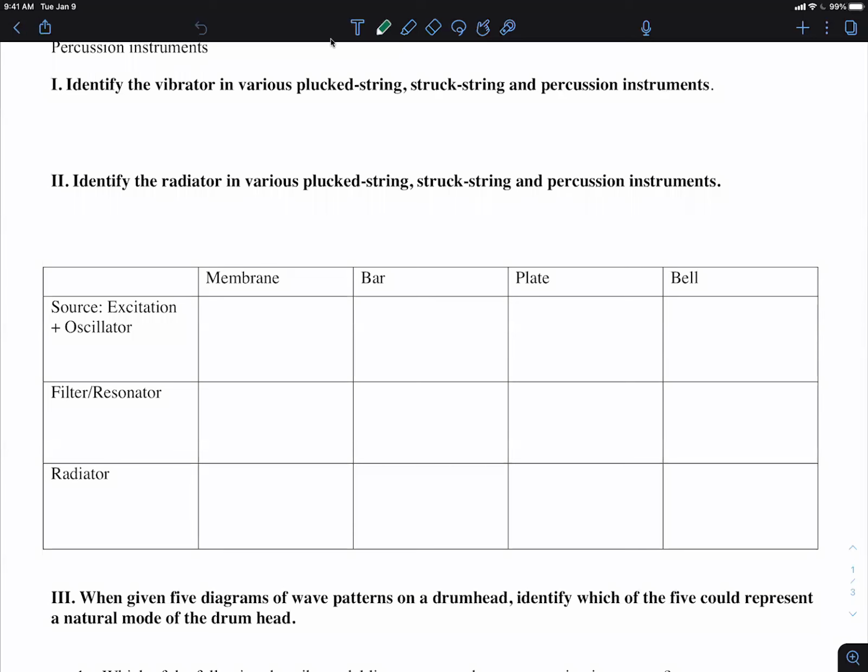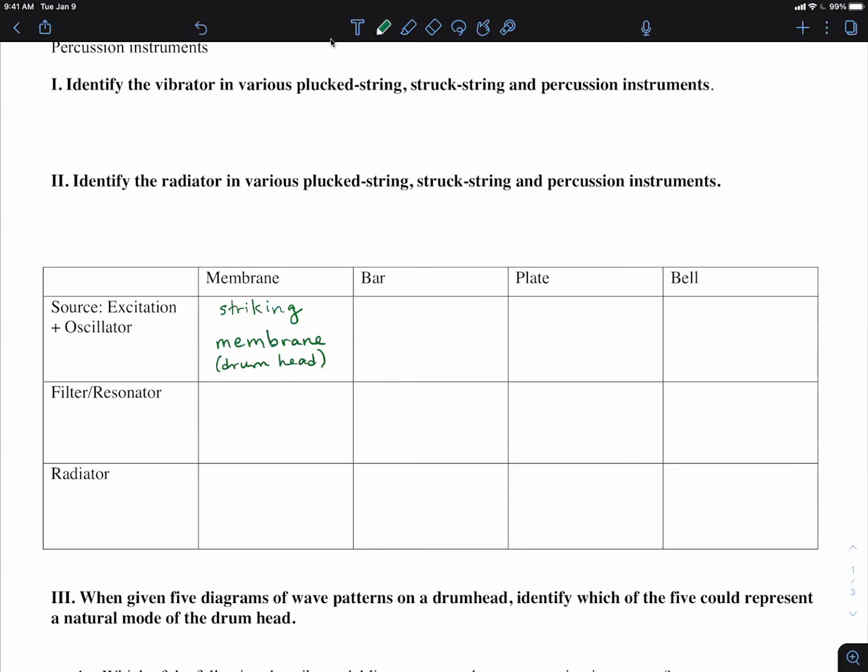So for the membrane instruments, those would be all of the drums. There is usually some striking action that is the excitation. And then the oscillator is the membrane, or the drum head, which is a 2-dimensional surface, usually a circle, fixed at the edges. So it does have a lot of resonances, but those are now 2-dimensional resonances, and their frequencies are not harmonically related. They're very close together.